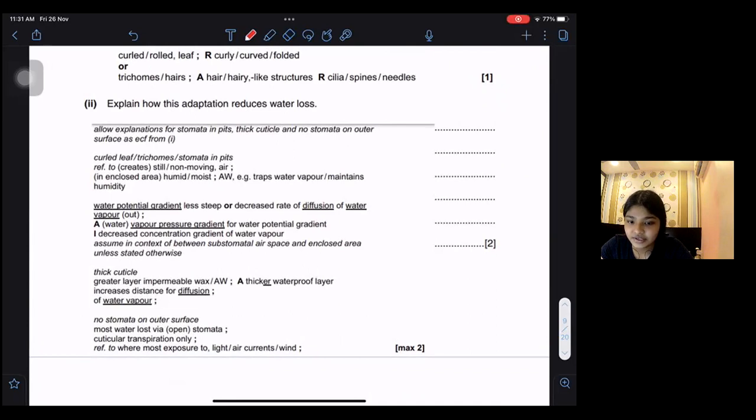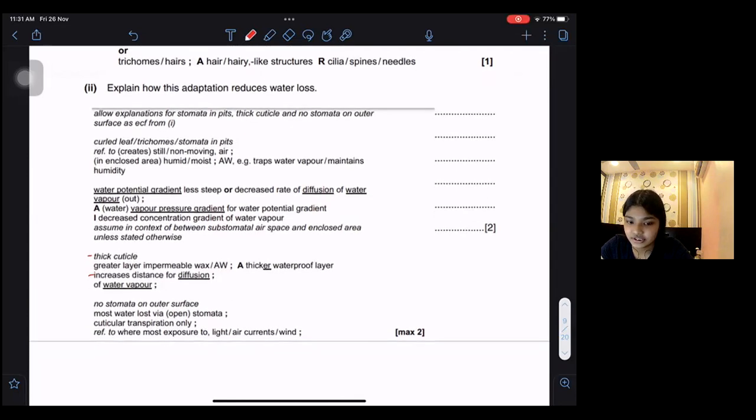And as the question has stated, there can also be a thick cuticle. So we can say that the thick cuticle actually increases the diffusion distance. The water molecules will have to travel a much larger distance, and therefore the rate of diffusion of these water molecules will decrease. So yeah.